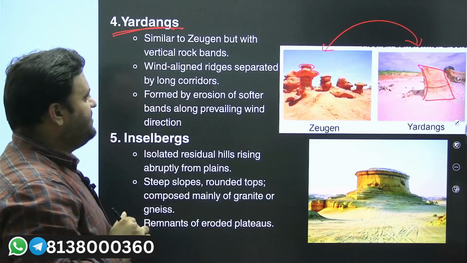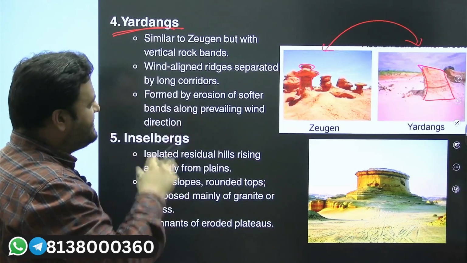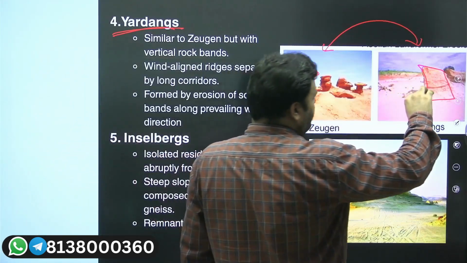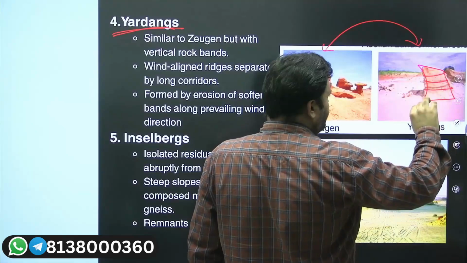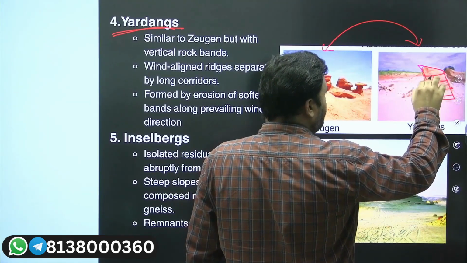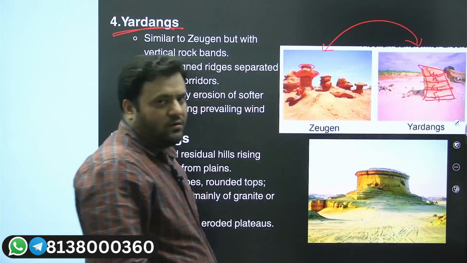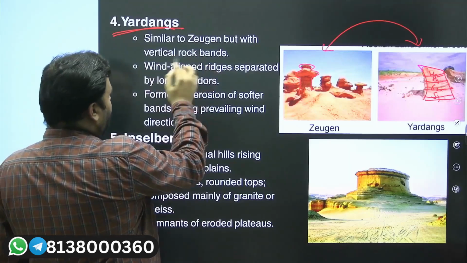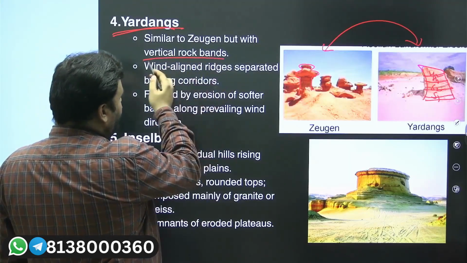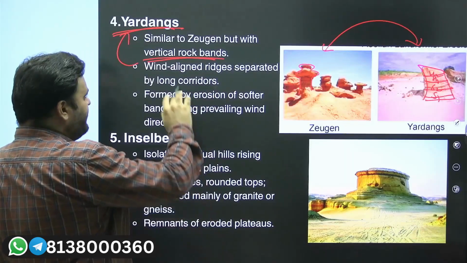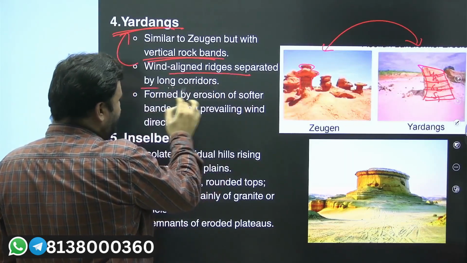So Yardangs are similar to Zeugen, but they have some sort of vertical bands. There are so many vertical bands: soft rock 1, soft rock 2, hard rock 1, hard rock 2, likewise. So when we have these kinds of vertical rock bands, that will be called what? Yardangs. And yes, wind-aligned ridges separated by long corridors.